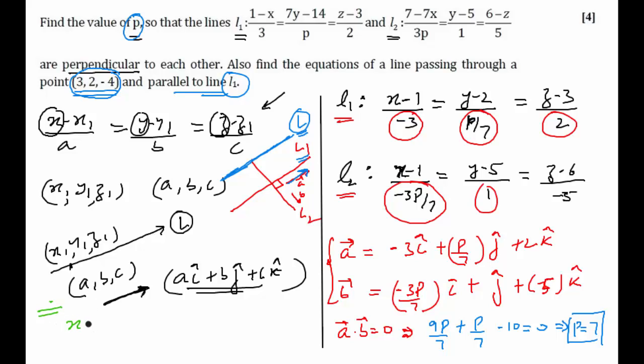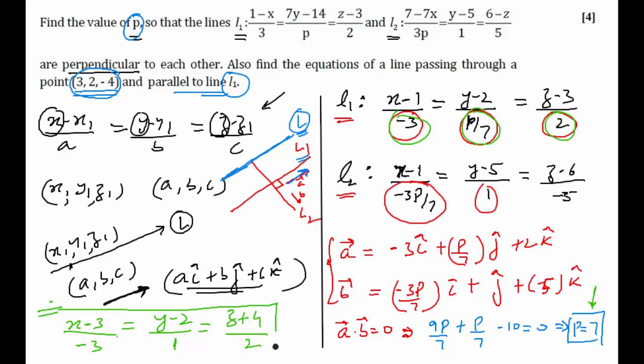So using this particular data, I can write one equation here. The equation will become (x minus 3) upon minus 3, right, is equal to (y minus 2) upon p by 7, but since the value of p is equal to 7, it will become 1, is equal to (z minus minus 4), which is (z plus 4) upon 2, right? This particular line has the same direction ratios as line 1 and also passes through (3, 2, minus 4). Thus this becomes our required line.